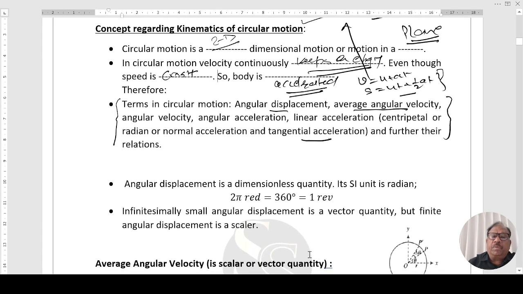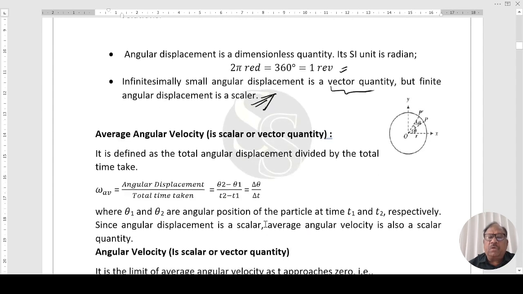What is angular displacement? Angular displacement is a dimensionless quantity. Its SI unit is radians. 2 pi radian equal to 360 degrees equal to 1 revolution. If angular displacement is very small, tending to 0, then it is a vector quantity. But if it is of finite value, then it is a scalar quantity.